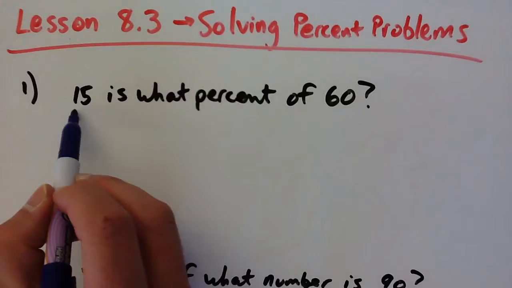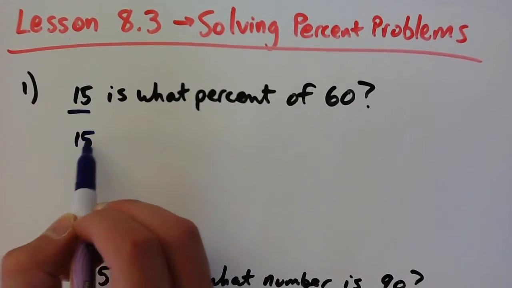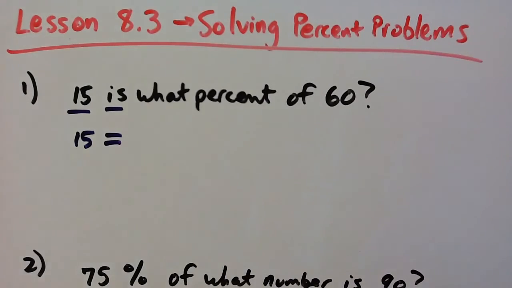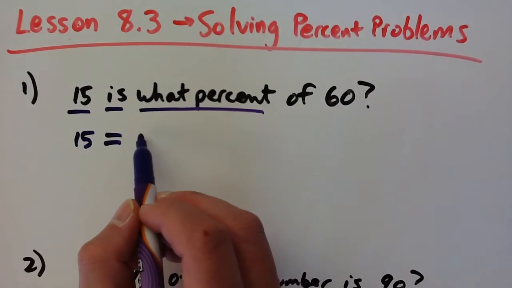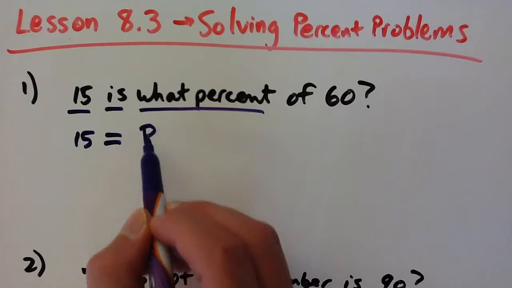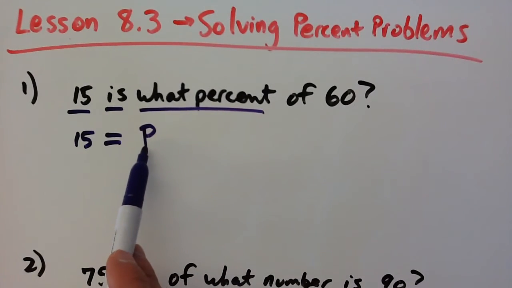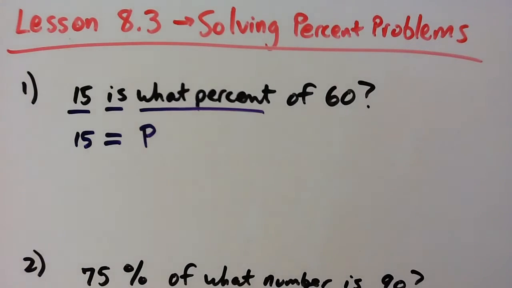Okay, so I'll start with 15, I'll write that down. Is, I know, means equals in mathematical language, so 15 equals what percent? That's my unknown. And because this is an unknown, I can use a variable. Okay, let's use P for percent. So 15 equals, or 15 is what percent? I don't know, so I'm using a variable P.